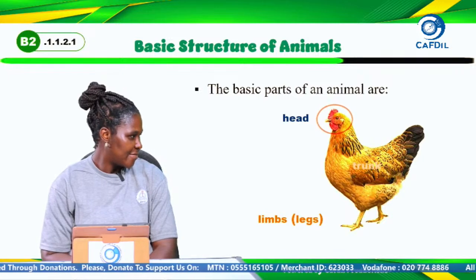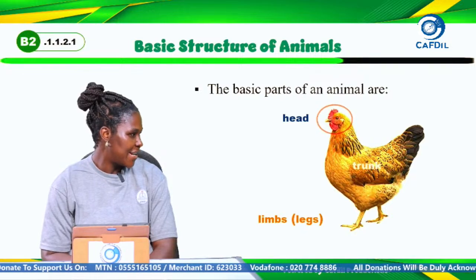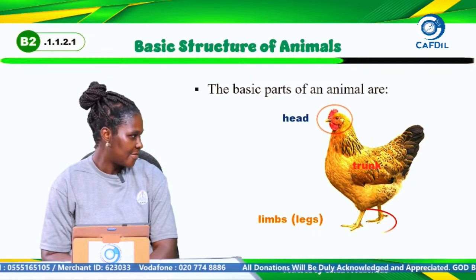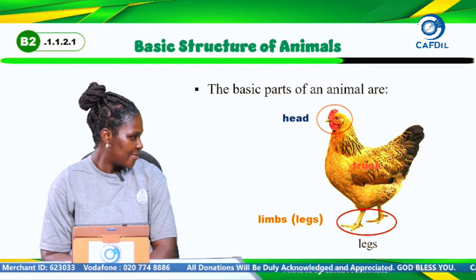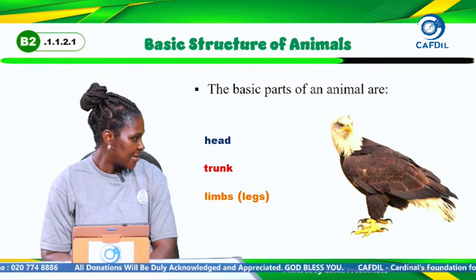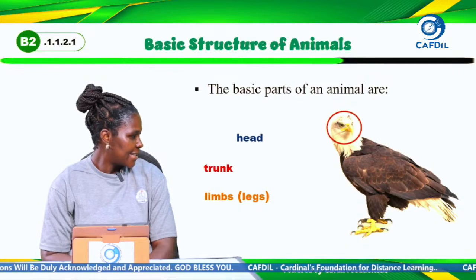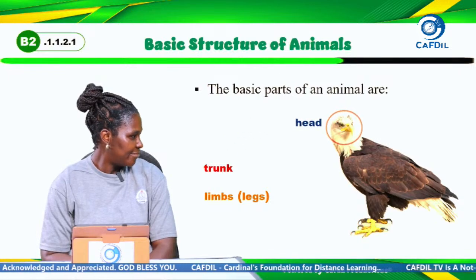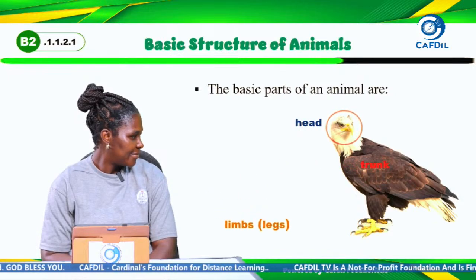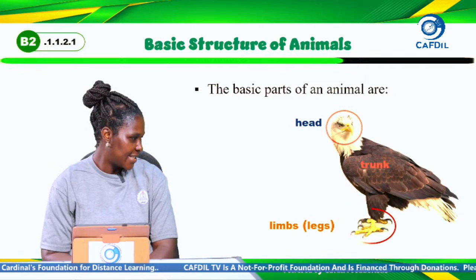Yes. For the goats and the dog, they have four. But for the hen, it has only two legs, two limbs. Yes, the vulture. The head. The trunk. And then the limbs or the legs.